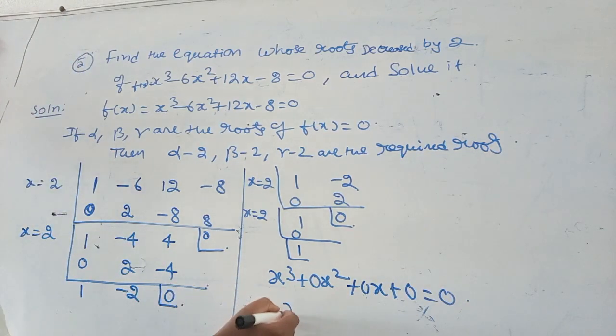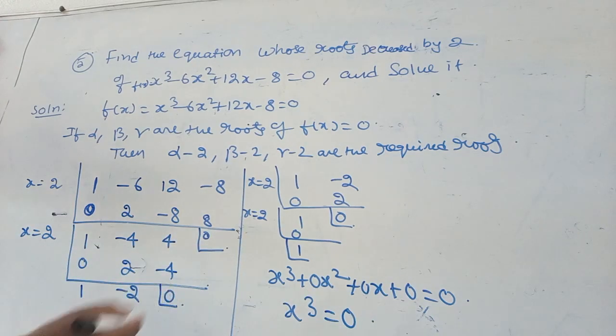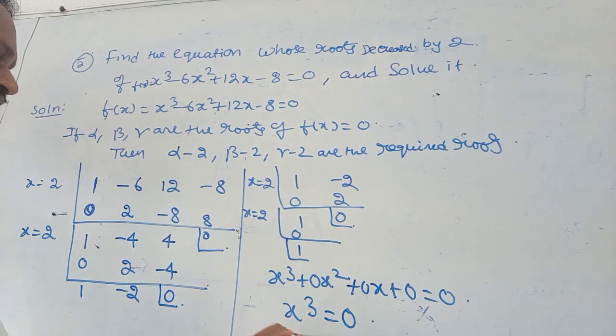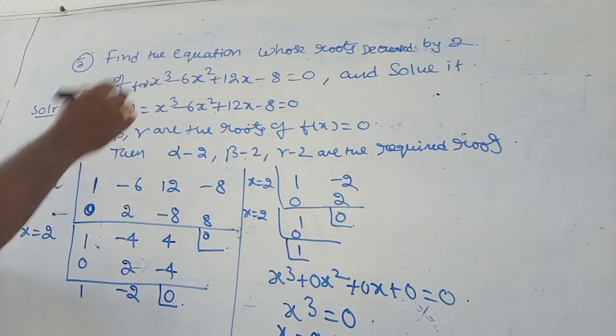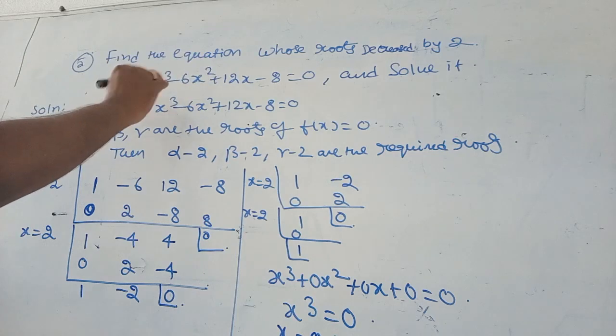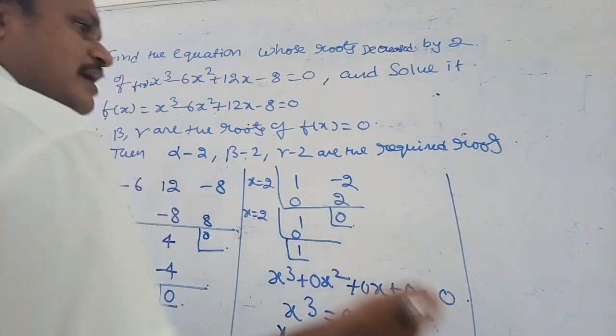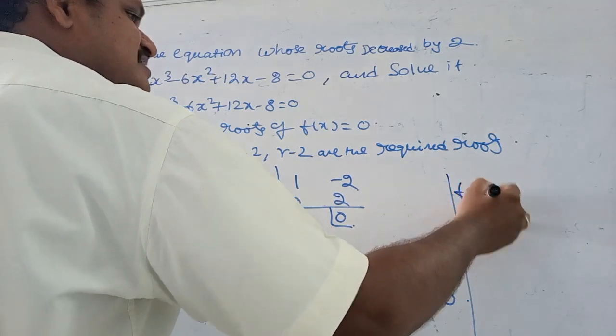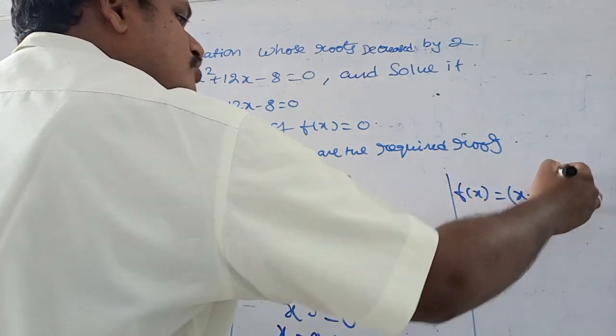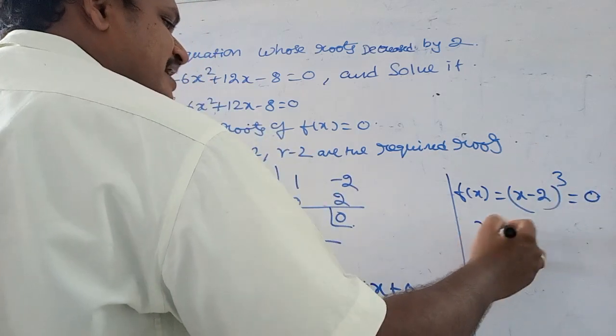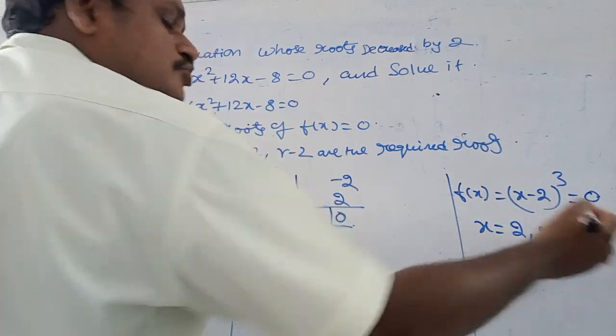See, x cube equal to 0 is the transformed equation, my dear students, and x cube equal to 0 means x is equal to 0, 0, 0 are the roots of the transformed equation. For the original equation, if you simplify it, the observation you can find is that f of x is nothing but x minus 2 whole cube equal to 0. That means x is equal to 2, 2, 2 are the roots.